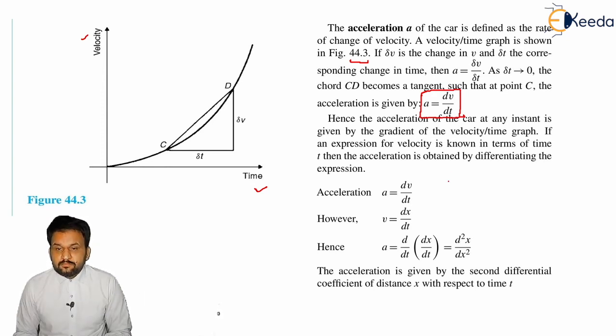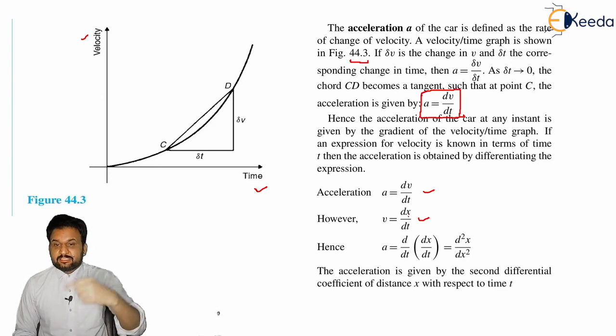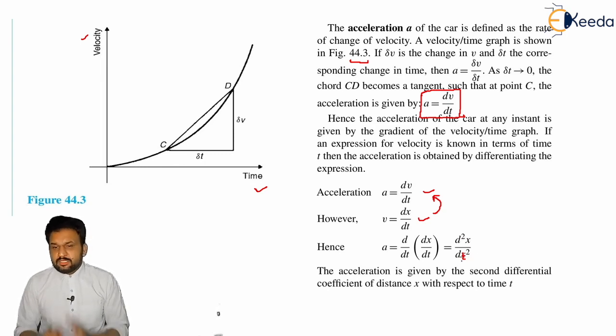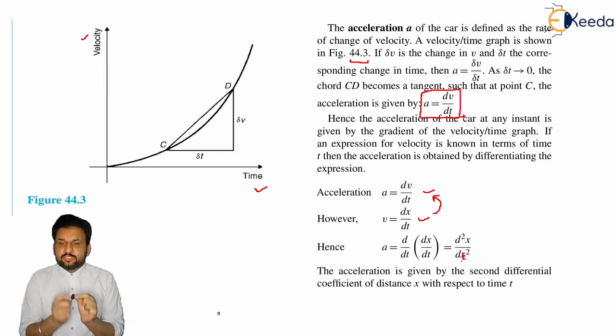Clear? So a is acceleration and it is denoted by dv by dt, and v is dx by dt, where x is the distance function. We have already done dx by dt. So a can be written as d by dt of dx by dt, because I'm replacing the value of v in this equation. So a becomes the double derivative of x with respect to time t, d2x by dt square. The acceleration is given by the second differential coefficient of the distance x with respect to the time t.